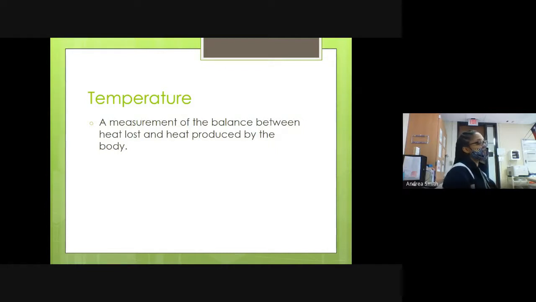All right, so temperature. Temperature is the measurement of the balance between heat loss and the heat produced by the body. That is a definition. It is a test question. So make sure that you put a star by that.